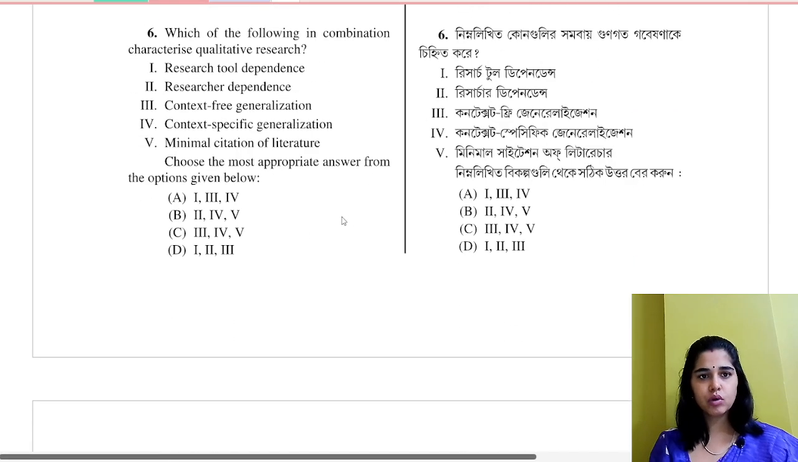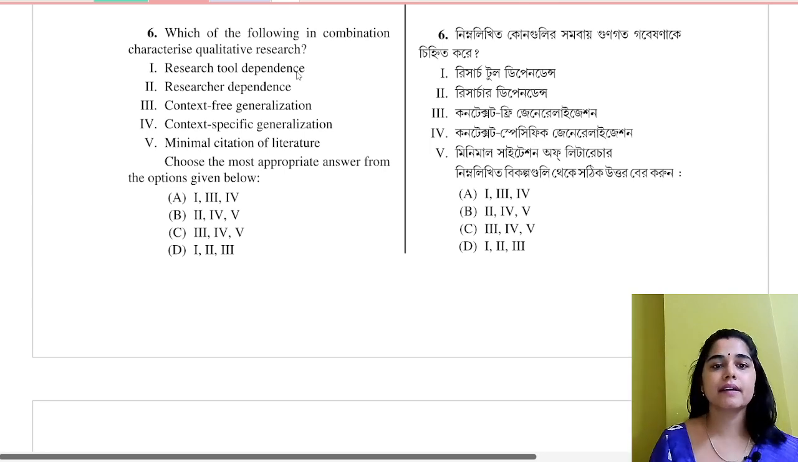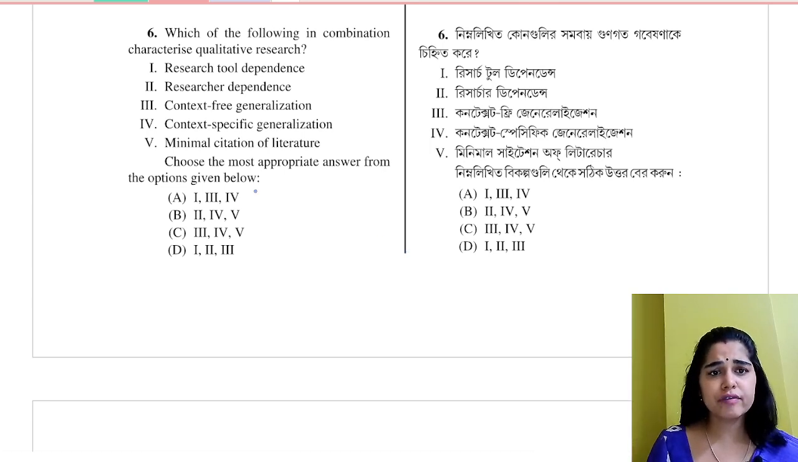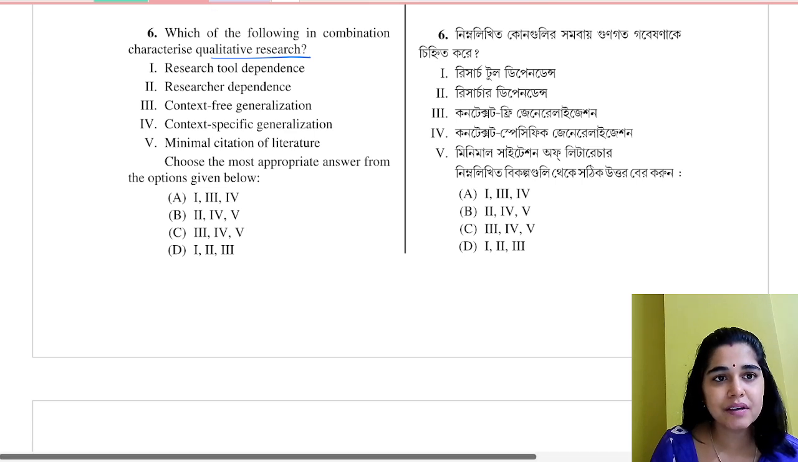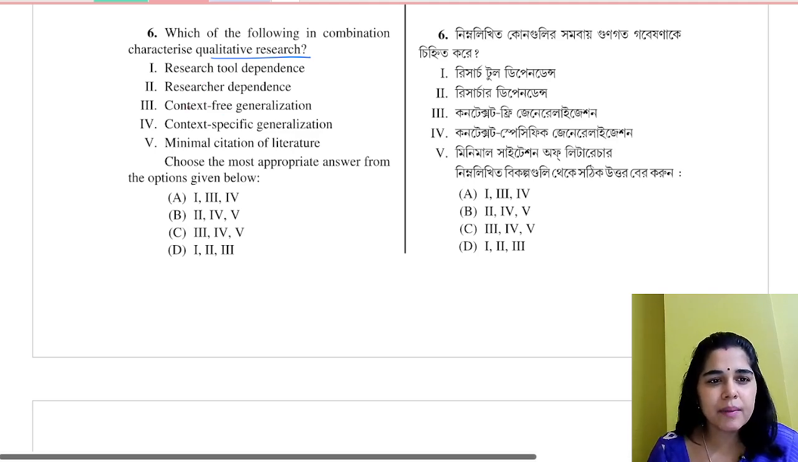Now the next question is what? Which of the following is a characteristic of qualitative research? Qualitative research is important here. So what is the feature of qualitative research? Let's see. So research tool dependence.